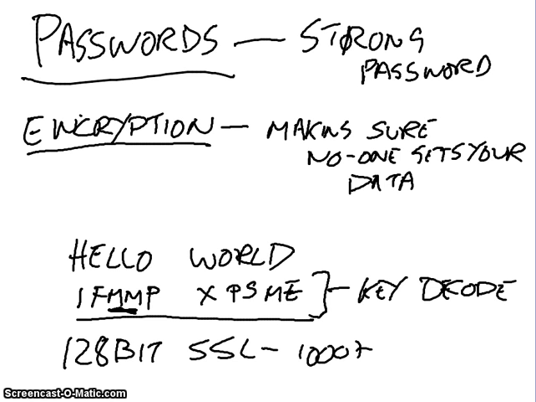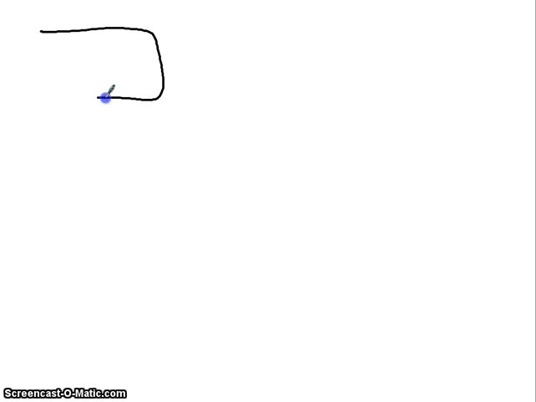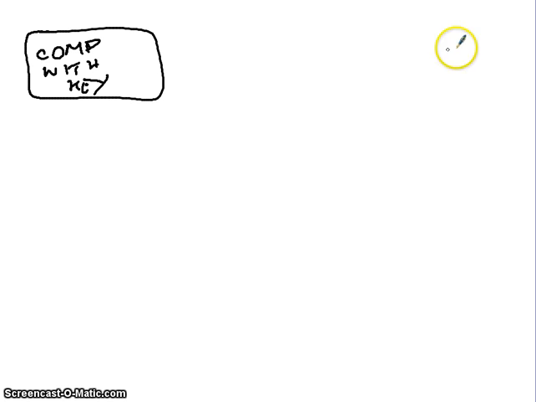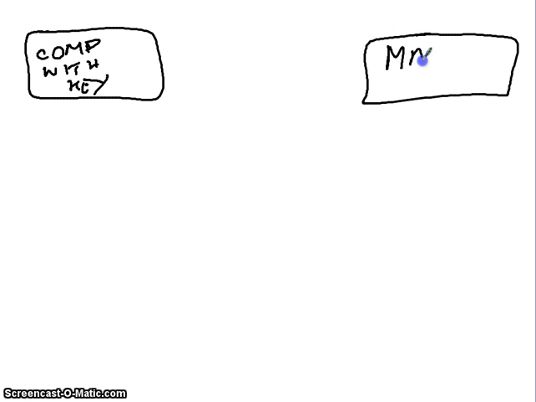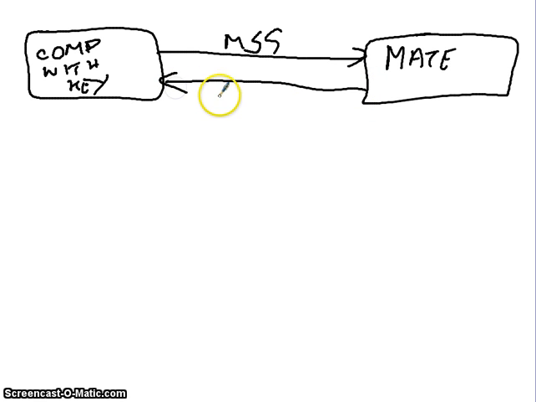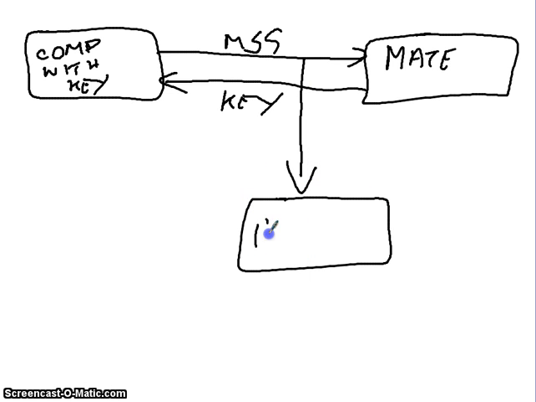Okay, and the way it works is you send a message. So you have a computer with a key. What happens is you send a message to your mate, like this, and there's your MSG. When your mate gets the message, he sends a message back and says, I got your message, what's the key? Now the trick, if you want to break that message, is you have to intercept this in the fraction of a millisecond that you've got, and this is your hacker.